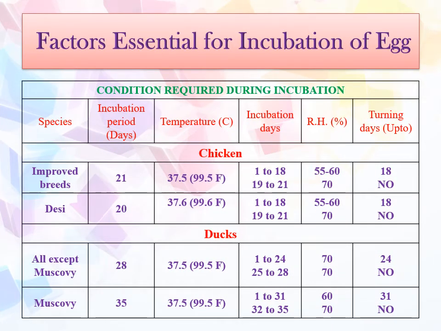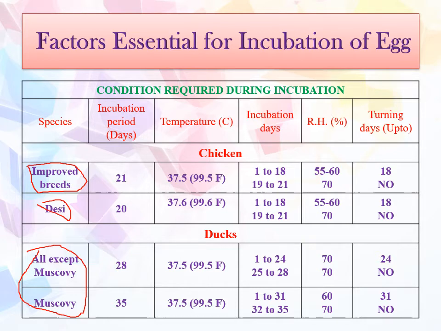Now this is the most important table. If you remember this table, you can remember all the important factors required during the incubation. So in this table we have given the conditions required for incubation for the improved breed, which is most commonly used in the poultry industry, then for desi bird, then for Muscovy, and all except Muscovy. This you do not need to remember. This is only for your information regarding the duck.